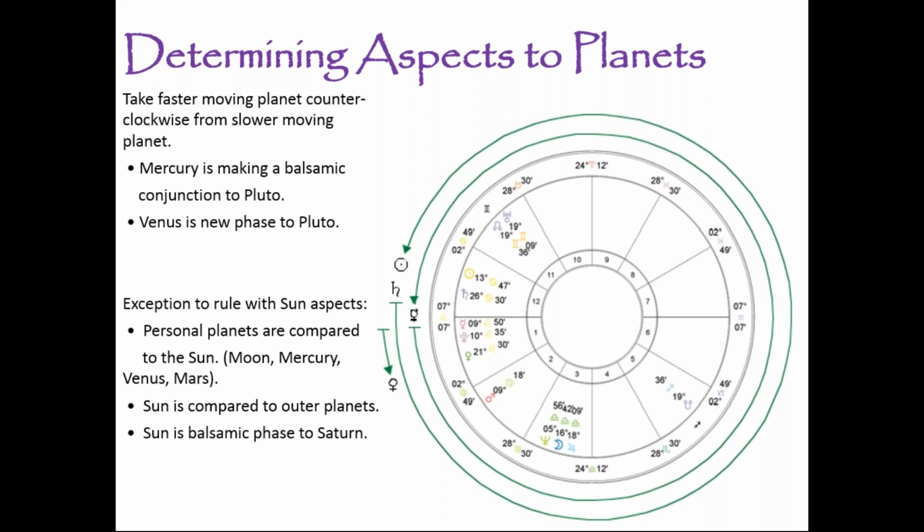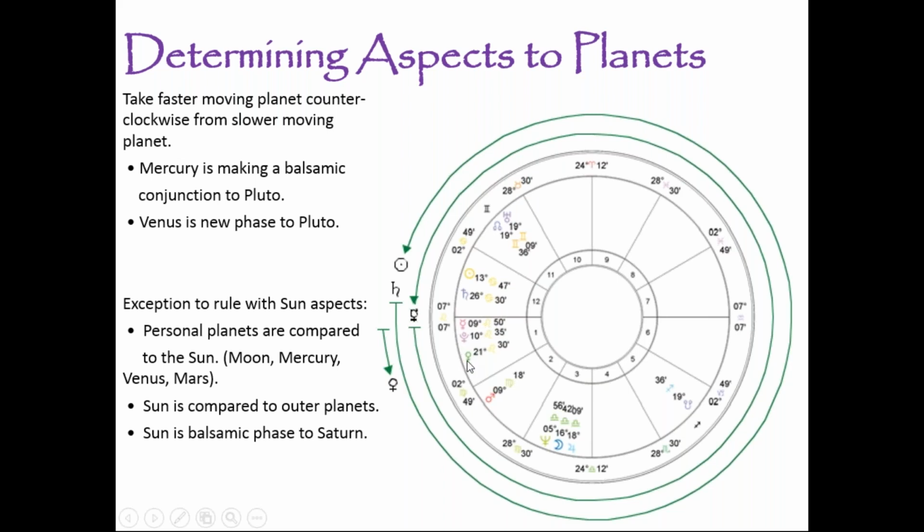So to show you example here, in the case of Mercury, Pluto, all right, we would start with Pluto right here, 10:35 Leo, following this inner circle. We would move all the way around, and Mercury is a balsamic conjunction to Pluto.